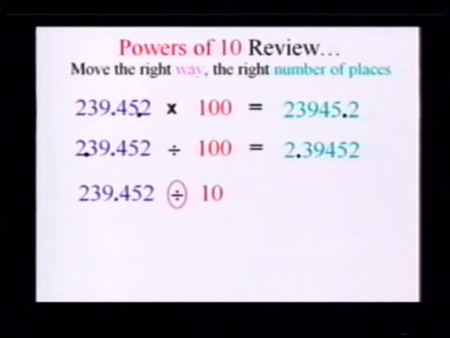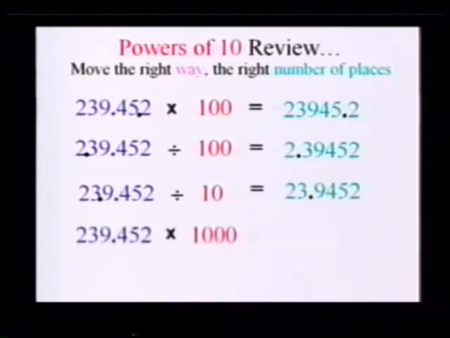But this one's only divided by 10. How many zeros? Just 1. So that's how many places we'll move over. And you got yourself an answer. It's easy. How about this one? It's multiplication. We got how many zeros? 3. Get the idea? I'm going to move over 3 places. And you have an answer.